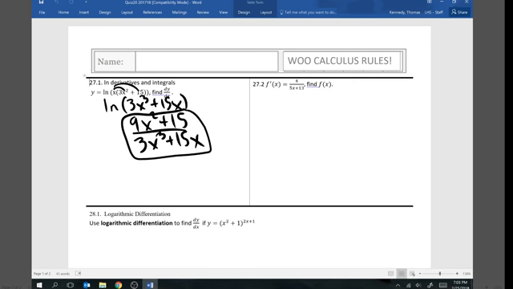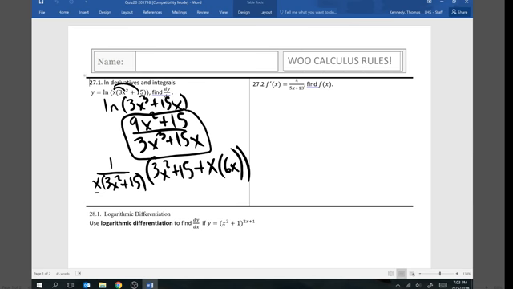Now, if you left it as x times 3x squared plus 15, you could have still gotten this right by getting 1 over x times 3x squared plus 15 times, and now you have a product rule for your chain rule part. So derivative of the first times the second plus the first times the derivative of the second, and surprise, these are exactly the same because this is 6x squared plus 3x squared, which is 9x squared.